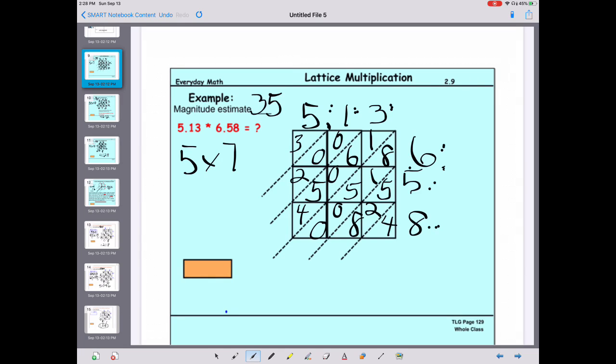Add all my slides. 4. 8, 9, 10, 15. Carry my 1. 8, 9, 10, 15. Carry my 1. 6, 7, 8. 8, 5 is 13. 14, 15, 16, 17. Carry my 1. 2, 3. 3. Wow, look at all my numbers.